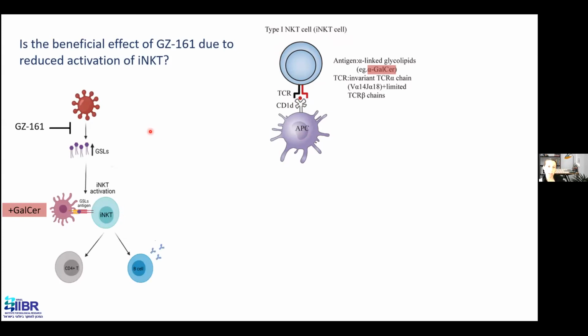So our hypothesis that we wanted to check is, we know that the virus elevates glycosphingolipid upon infection, and we inhibit this elevation by GZ161. Maybe this elevation that is triggered by the virus could trigger iNKT cells, which later on enhance or induce the adaptive immune response, the CD4 and B cells. And now galactosylceramide is a known substrate for iNKT. So what we did, we infected the mice, we treated them with GZ161 to inhibit this elevation by the virus, but we added galactosylceramide to induce iNKT activation.